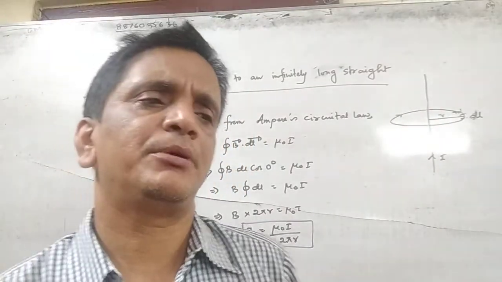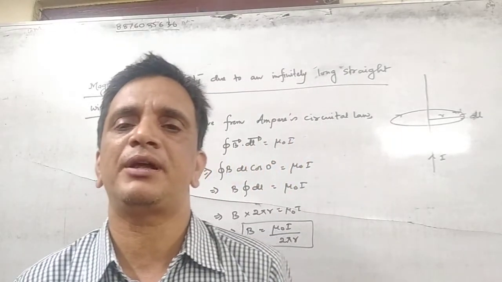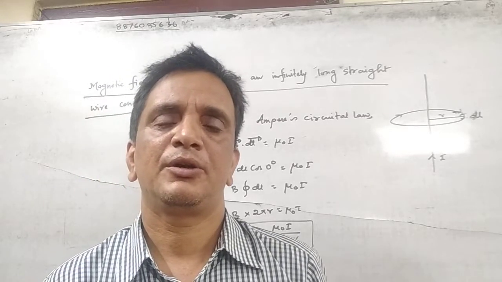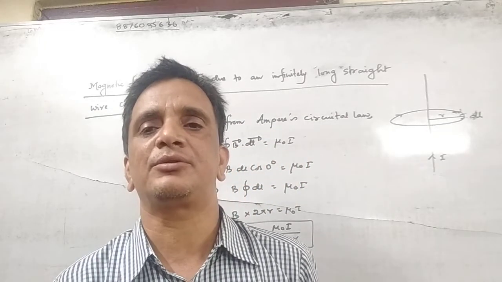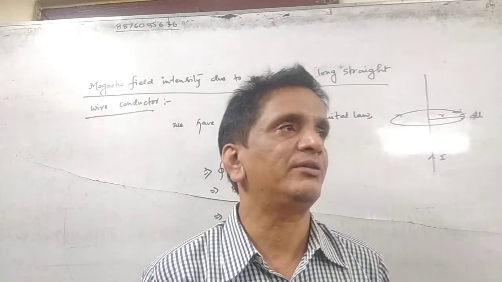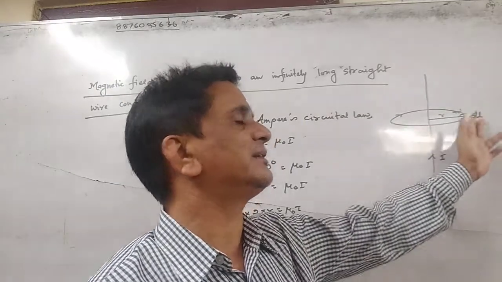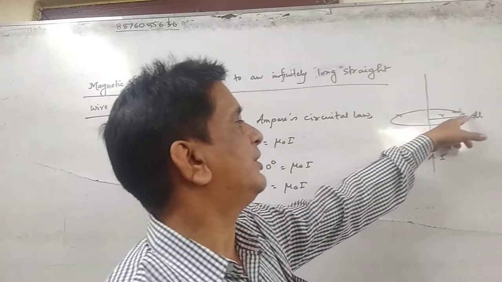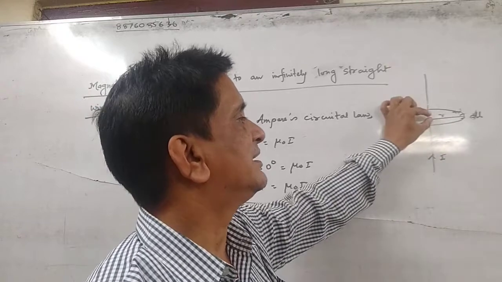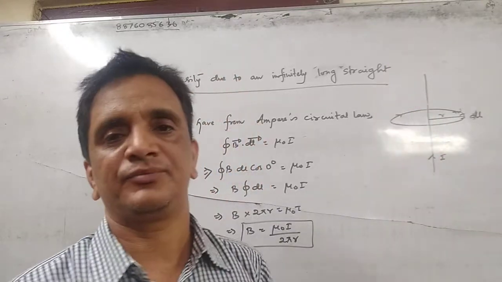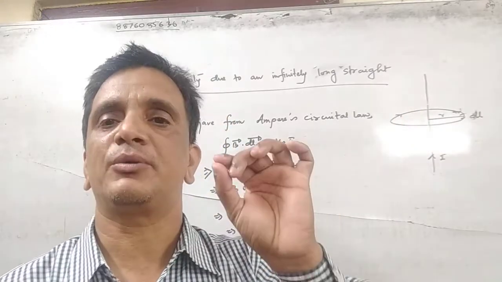Okay, friends, before starting another application, I want to tell you about the limitation of Ampere circuital law. One important limitation is that it cannot find the magnetic field intensity due to a circular coil carrying current. Why can it not find it? At the center it cannot find it, because we have to consider the length element. But when finding the magnetic field of a circular coil carrying current, the magnetic field will be at the center. If you are going to find it at the center, we cannot consider the length element.